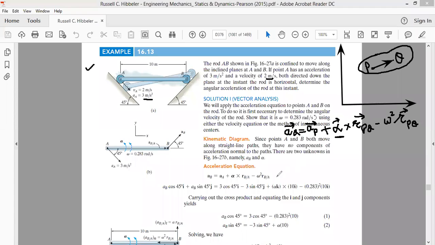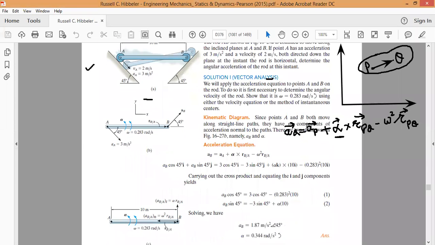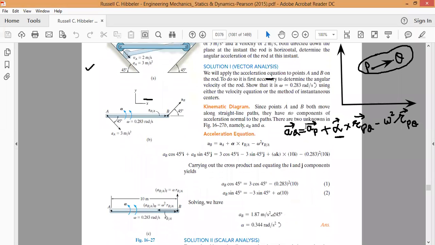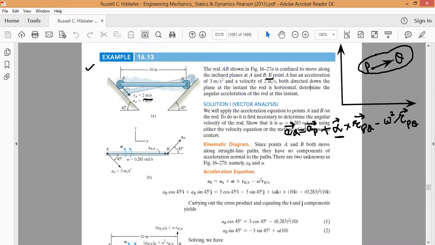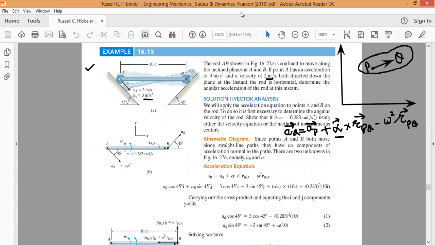Now, since we have lots of ways of doing this question, we can also use the velocity analysis, but since we will be using the acceleration analysis to solve this problem, the problem is easy. It's not that tough a problem. So let's apply the acceleration formula. First we have to locate two points, point A and point B. Since we are given the acceleration of point A and we are not given the acceleration or velocity of point B, point B is quite unknown to us.